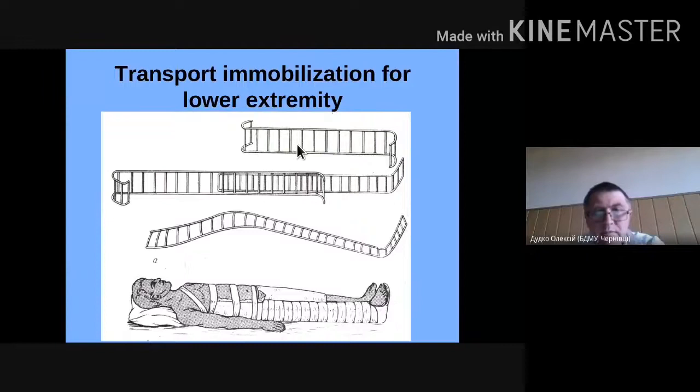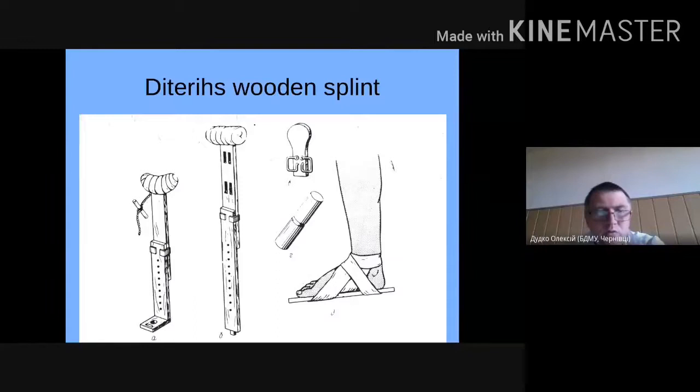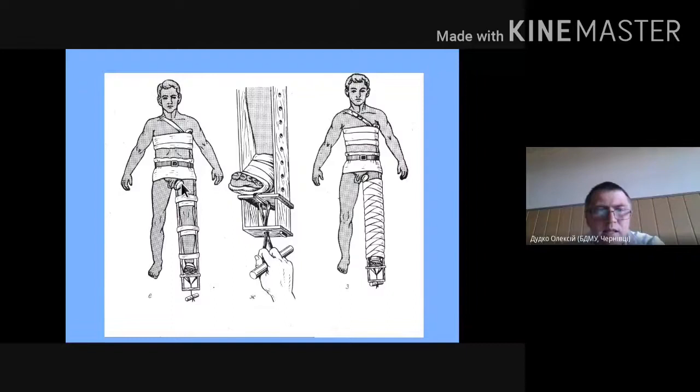This is a special splint. It is made of a few parts. This is a wooden splint introduced by Dieterichs. It has a wooden board fixed to the foot. It has a part which is adjustable. You can adjust the length and use it on the lateral side and the medial side of the femur. As well, there is a part for the foot and a stick that can be twisted to form a traction. So this is the Dieterichs wooden splint that can be used for immobilization of the femur. It can provide quite good fixation and prevent displacement of the bone fragments on the way to the hospital. So this is maybe the best option to use for hip and femur fractures.